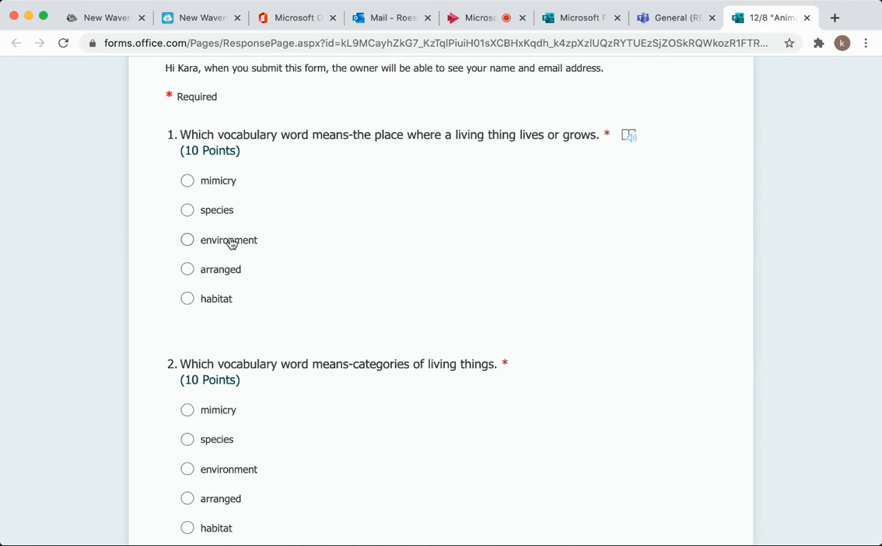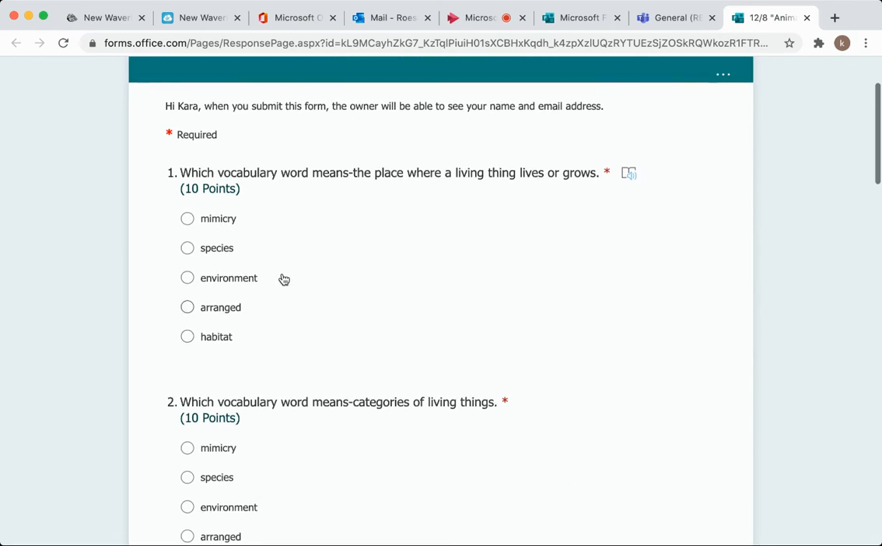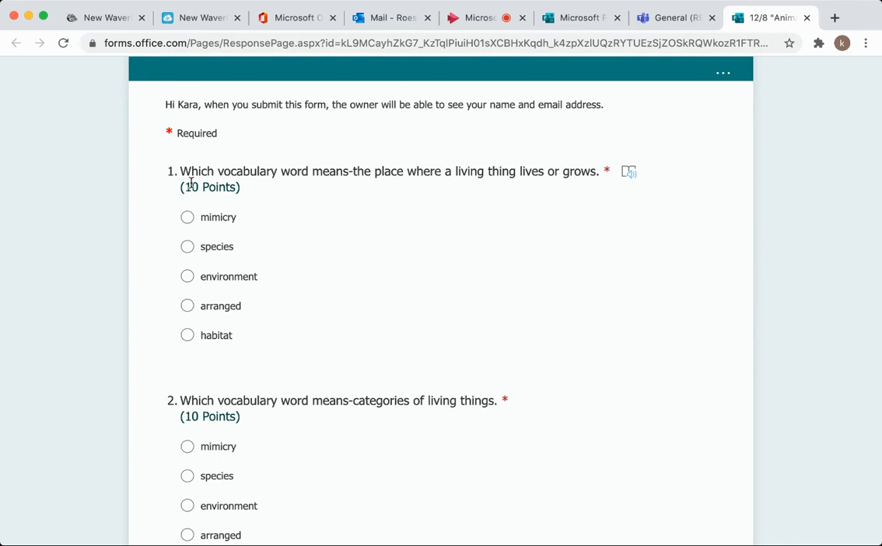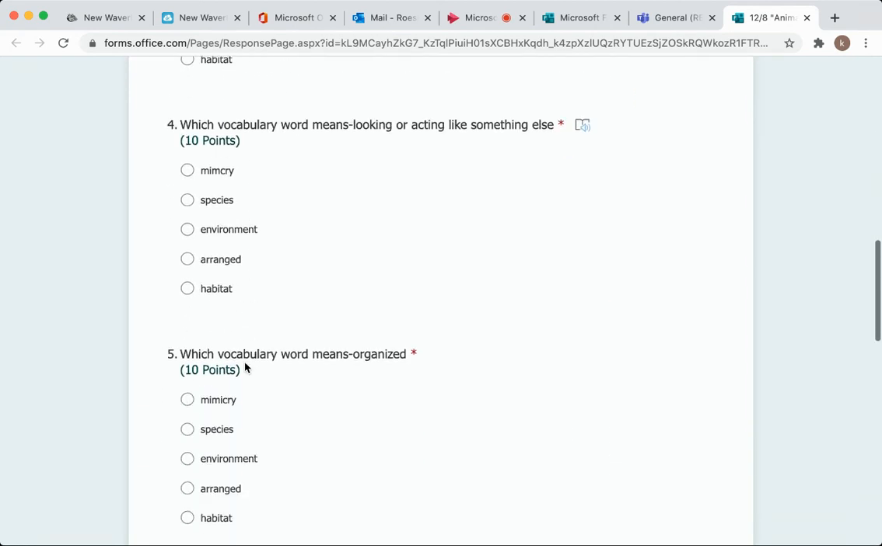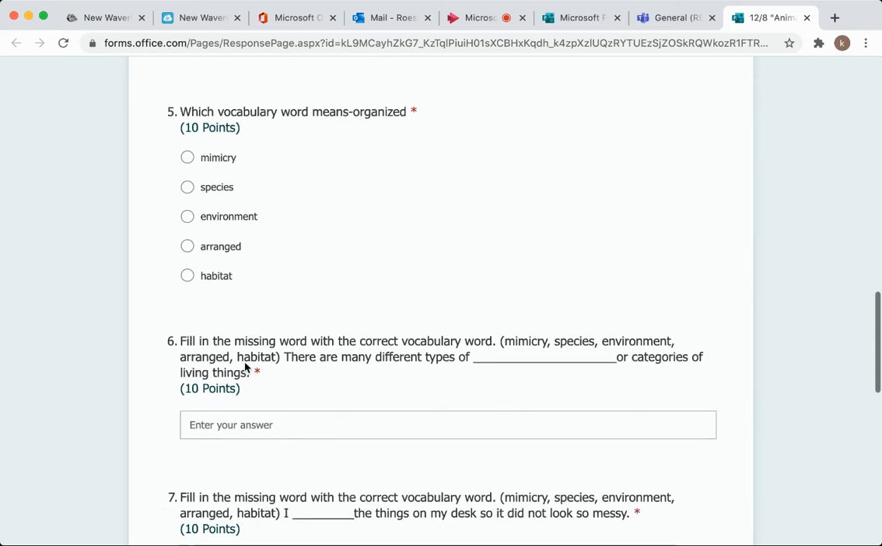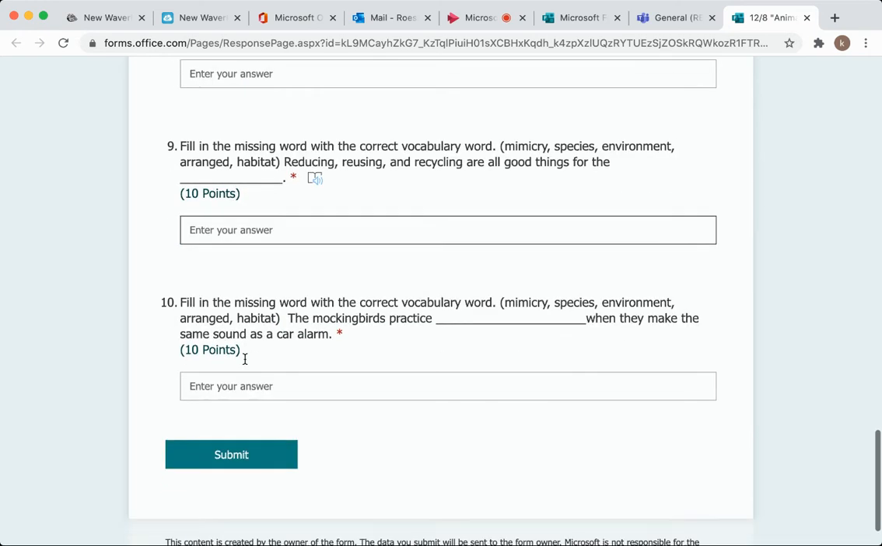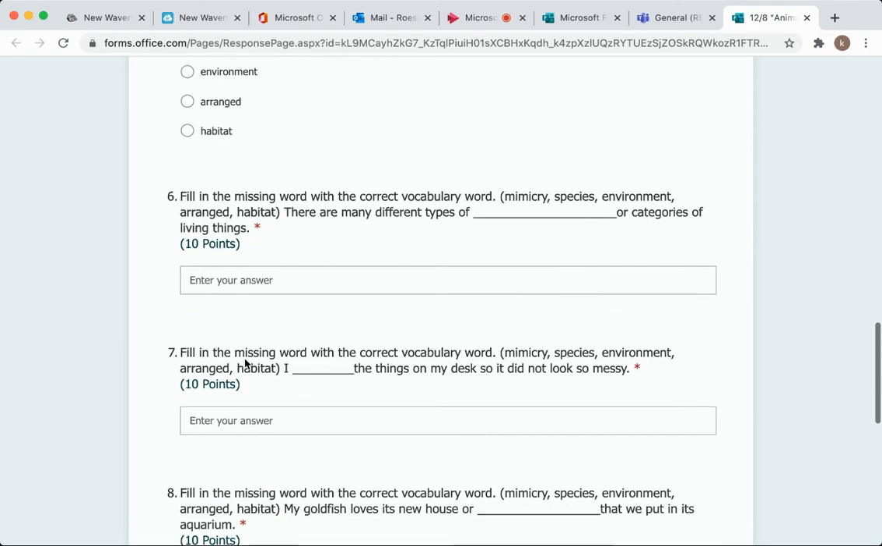And you're going to use those 5 words to tell what the definition is. So which vocabulary word means the place where a living thing lives or grows? You would click in which one is correct. You go down all the way to number 5, doing that with the 5 words. And then 6 through 10 is a fill in the blank of the sentences.